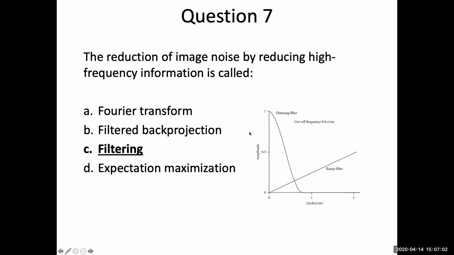Okay, filtering. This low pass filter allows low frequencies to be detected. The noise is considered high frequency. This high frequency will be cut here. The low pass filter allows low frequency and cuts the high frequency, which represents the noise. So filtering can reduce the noise.